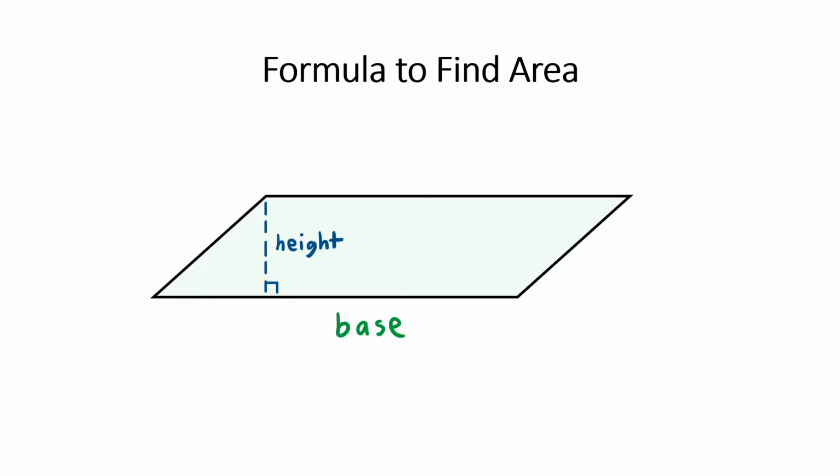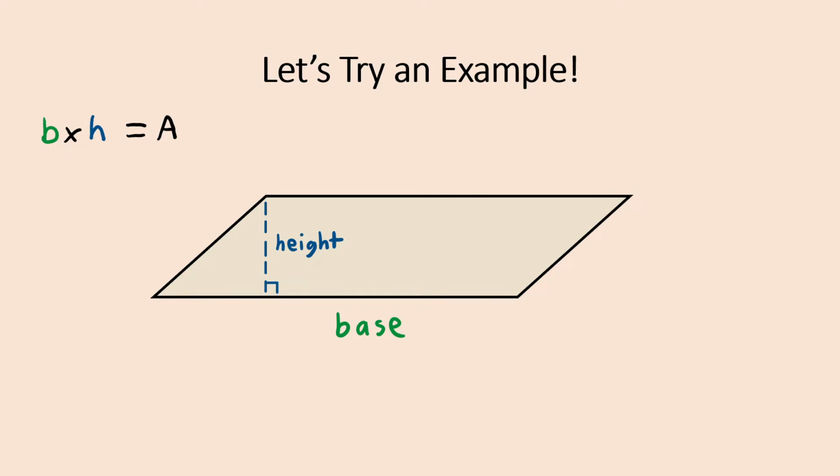The formula is as simple as base, or b, times height, or h. That's it. Now let's have a look at some examples. In this example, we have a height of 7 and a base of 14. Now let's plug numbers into our equation. Our base, b, is 14. Our height, h, is 7. Now all we have to do is multiply 14 times 7, which gives us 98. That's our area. Let's try another example.